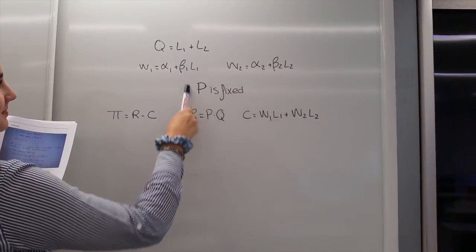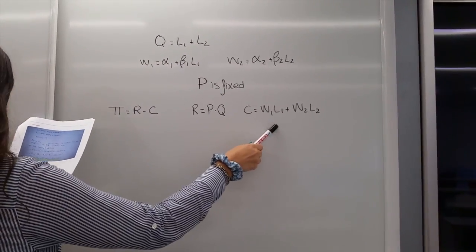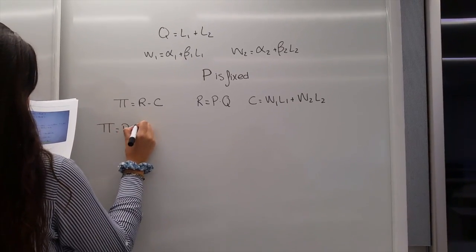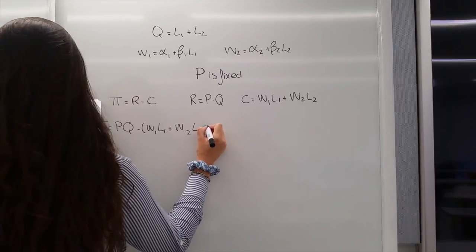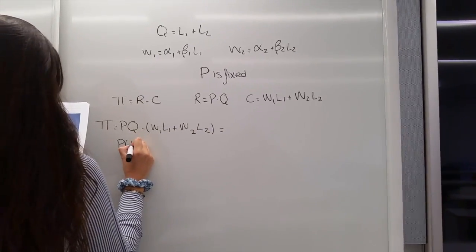This is how we find an expression for the total profit made by a discriminating monopsonist in terms of L1 and L2, meaning labor. W means wages, alpha and beta are constants, and price is fixed.